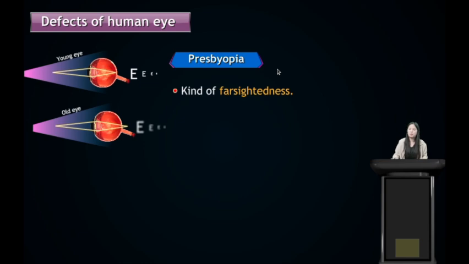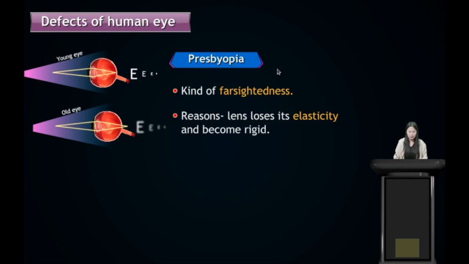Presbyopia is kind of farsightedness. Farsightedness meaning they can see the distant object clearly, but the near object appears to be blurred, or they cannot see the nearby object clearly. So presbyopia is kind of farsightedness. The reason for presbyopia is the lens loses its elasticity and becomes rigid. So this is in case of old people.